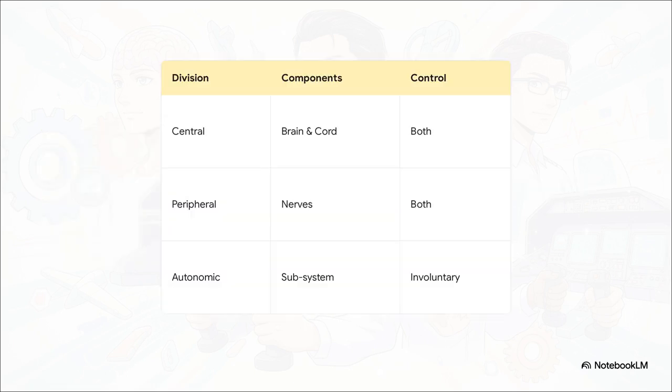So, your central nervous system handles both conscious and involuntary processing. The peripheral nervous system, that handles both voluntary and reflex actions. But you've got to remember, the autonomic system is purely involuntary. It operates entirely behind the scenes without you thinking about it at all.